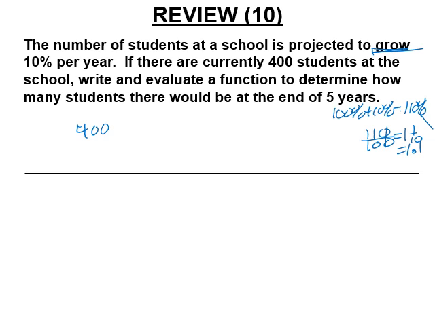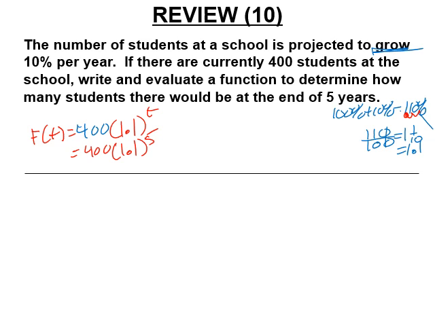Now, most people do not go through all that. They just move the decimal twice. 110% is 1.1. So it's 1.1. We're writing a linear function, f of t, and t here would be 5 years.